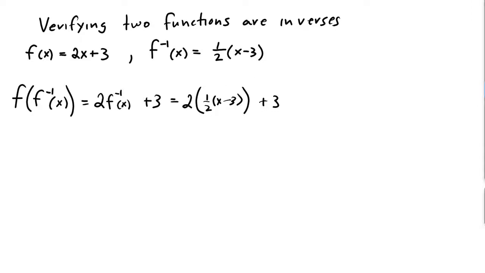Alright, now I have to simplify this. This is all multiplication here, so I can just use the associative rule and put those two together. When I put those two together, I get 1, so then I have x minus 3 plus 3, which is x. So I'm good in that direction. Now I have to check it the other way. You always have to check it both ways because it's possible one way will give you x and the other way won't.